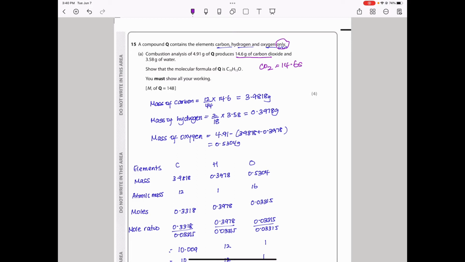We have it here. Okay, so they say, and 3.58 grams of water. Those two are very important. So they say, show that the molecular formula of Q is this. We are going to use this information.